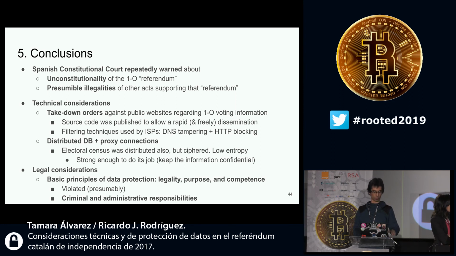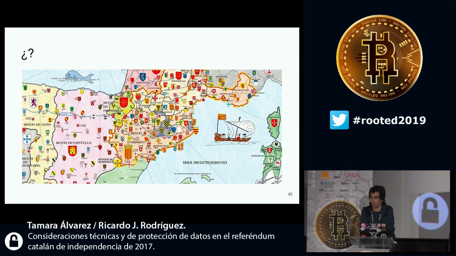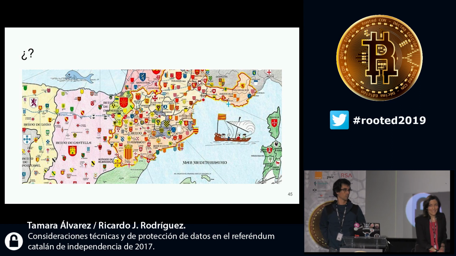As to the legal consideration, the basic principles of data protection, legality, purpose and competence have been presumably violated, and there could be criminal and administrative responsibilities. If there are questions, I'll be delighted to take them.